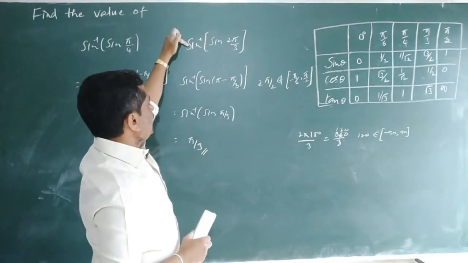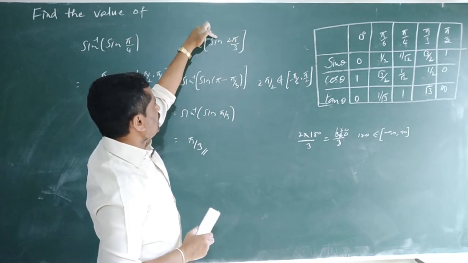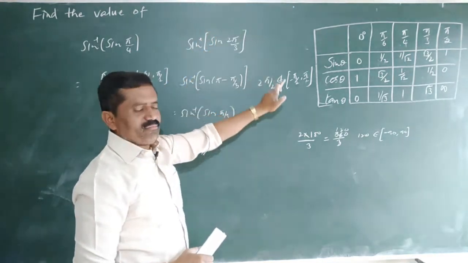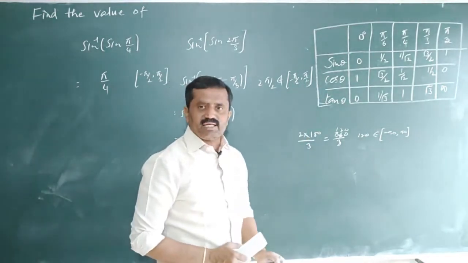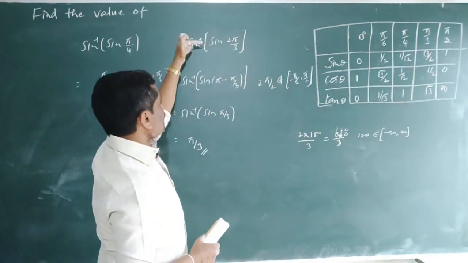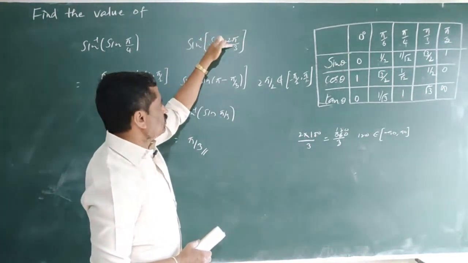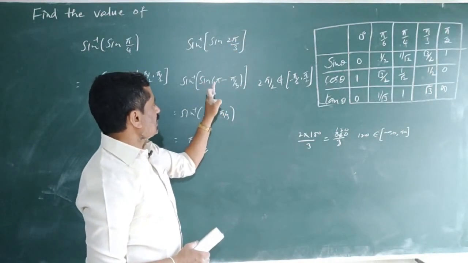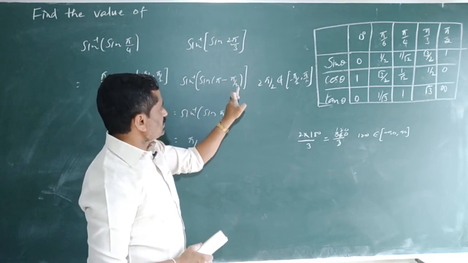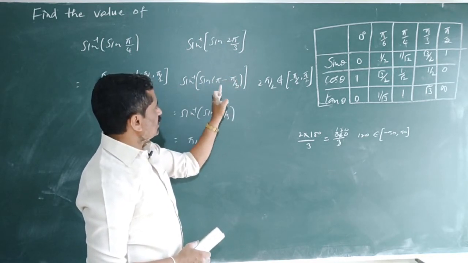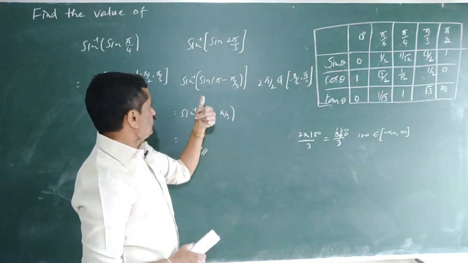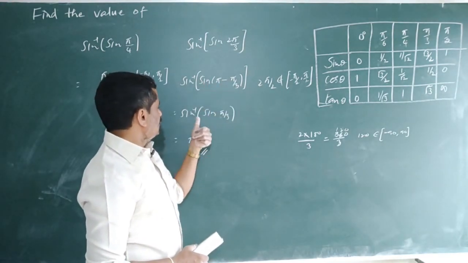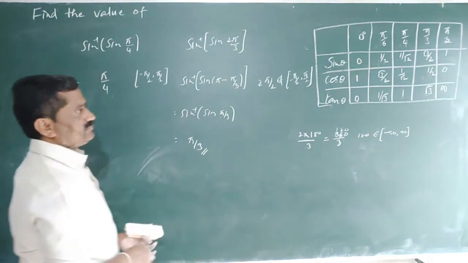Again sine inverse of sine 2 pi by 3. When does sine inverse sine cancel? This value must be in between the range minus pi by 2 to pi by 2, that is minus 90 to plus 90. Only if it is inside, sine inverse and sine get cancelled; otherwise we have to convert this into the particular required range. Therefore sine 2 pi by 3 can be written as sine of pi minus pi by 3. If you want, just simplify this: we have 3 pi minus pi divided by 3, that is 2 pi by 3. Therefore sine of pi minus pi by 3 can be done as sine pi by 3, therefore sine inverse sine get cancelled, we have pi by 3.